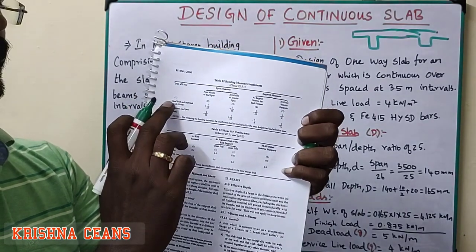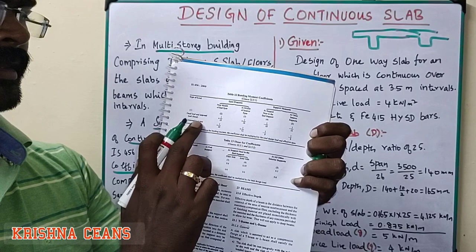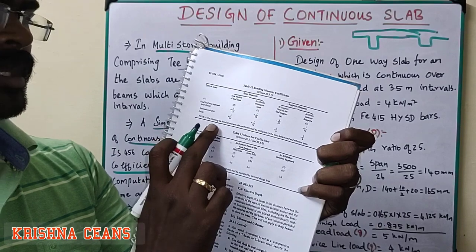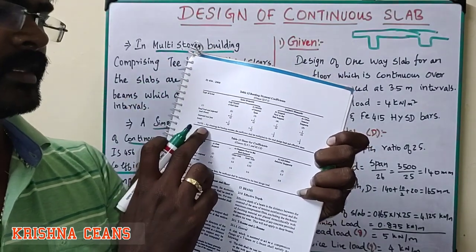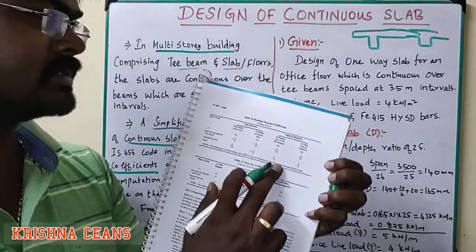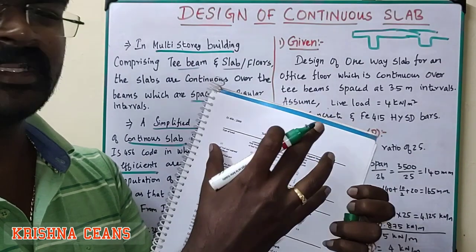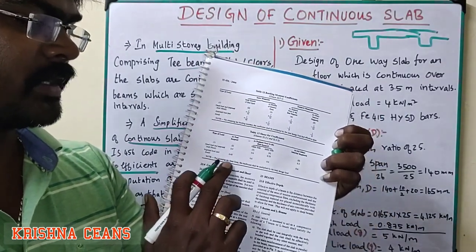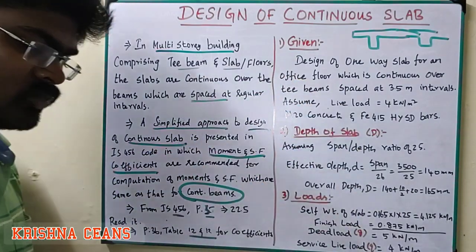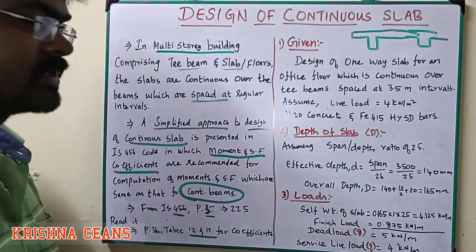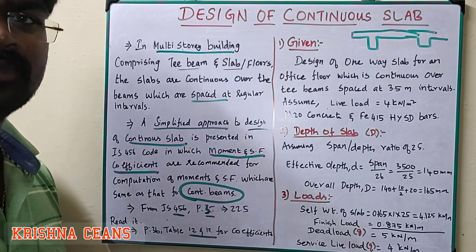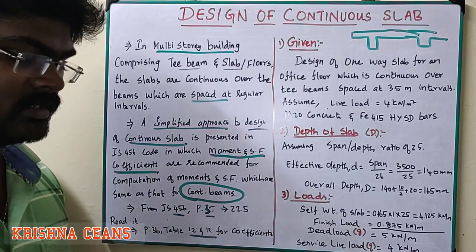We have to refer to the dead load and the imposed load. After getting the coefficient value, we have to multiply as mentioned in the table itself. For obtaining the bending moment, the coefficient shall be multiplied by the total design load and the effective span. For obtaining the shear force, the coefficient shall be multiplied by the total design load. So we have to refer to page number 36, table number 12 and 13 for the coefficients, and finally we will calculate the bending moment and shear force for the continuous slab.